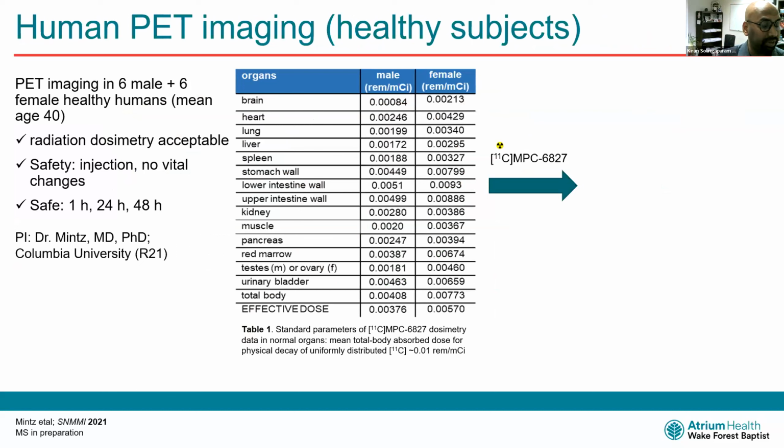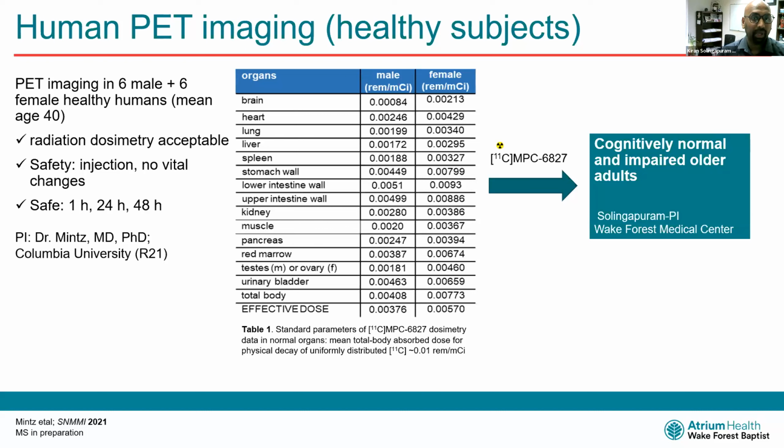We wanted to get the dosimetry study done. This was done at Columbia University with our collaborator, Dr. Akiva Mintz, where we did PET imaging in 6 males and 6 females, and it showed very acceptable dosimetry numbers, not just in brain but throughout the whole body, where at least 13 organs have been measured, and standard parameters are well in the acceptable range for a CNS radiotracer. So having this data, we went ahead and did some cognitively normal and impaired older adults, just as pilot data here at Wake Forest.